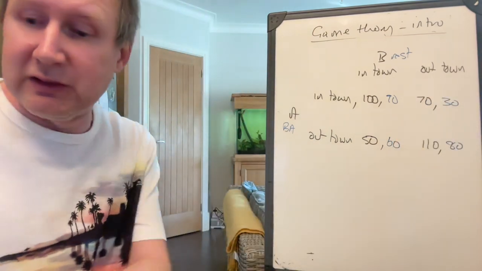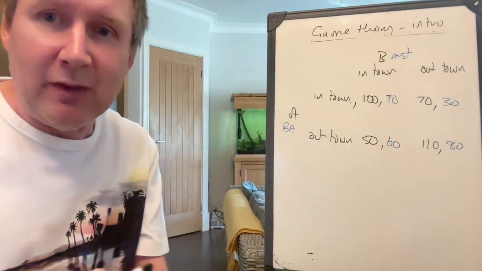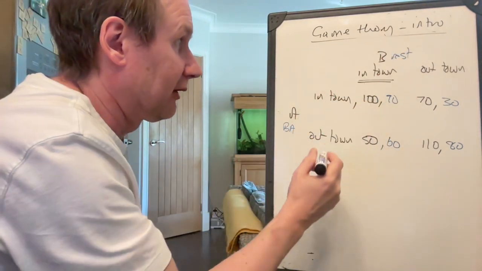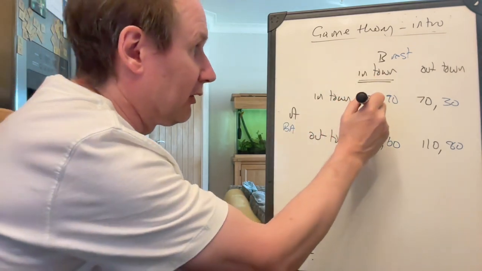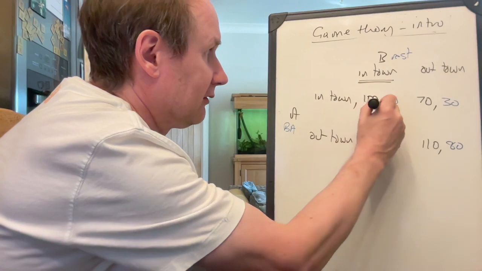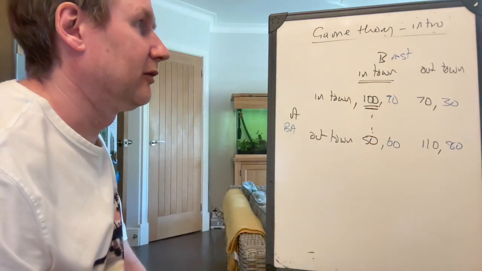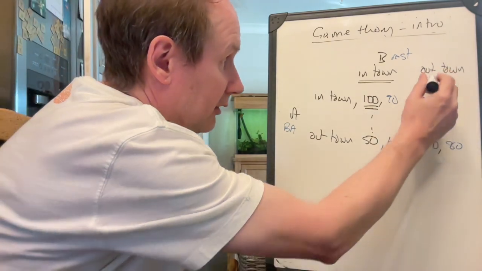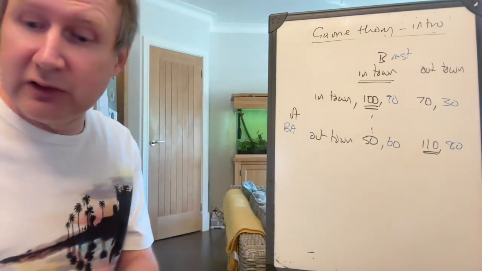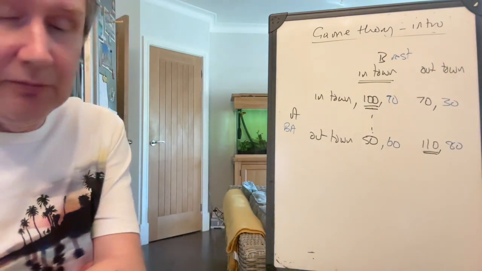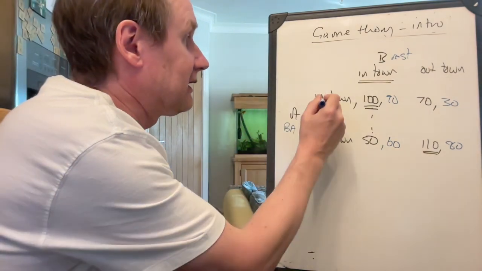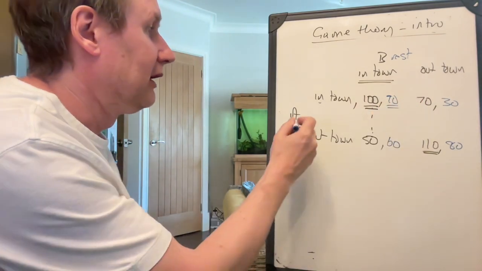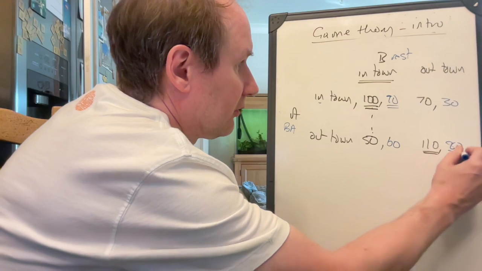So if we analyse this grid, last of all, if the restaurant is in town, where does the bowling alley want to be? The bowling alley's numbers are 150, so the bowling alley will want to be in town. If the restaurant is out of town, where does the bowling alley want to be? 110 is greater than 70, so they're going to want to be out of town. Let's suppose that the bowling alley is in town. Where does the restaurant want to be? 90 is greater than 30, so they want to be in town. And likewise, if the bowling alley is out of town, guess what? The restaurant wants to be out of town.